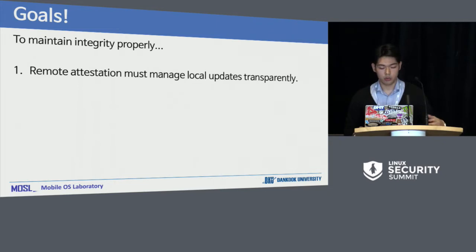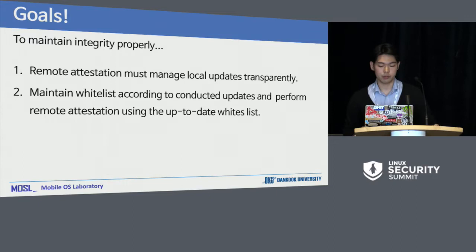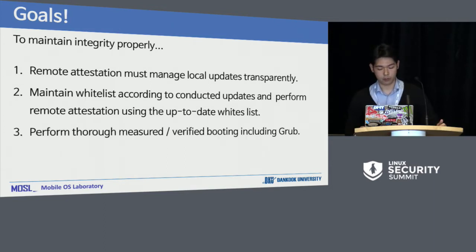First, the remote attestation must transparently manage local updates to distinguish intended updates from malicious modification. Second, the remote attestation must maintain the whitelist according to the conducted updates and perform remote attestation using up-to-date whitelist values. And finally, the local machines should perform thorough measure and verify booting, including the grub.